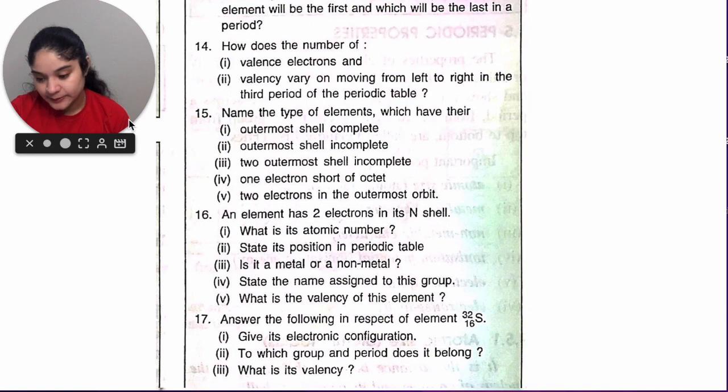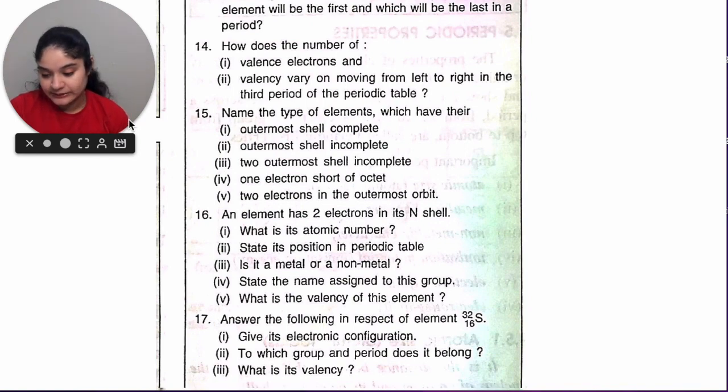Now the next is, is it a metal or a non-metal? Since it has 2 electrons in the outermost shell, the combining capacity would be donation. So it will donate 2 electrons and attain a stable electronic configuration. And the elements which have a tendency to donate are known as metals.